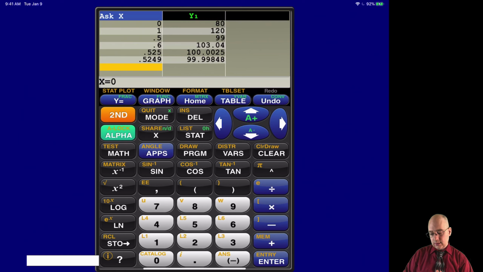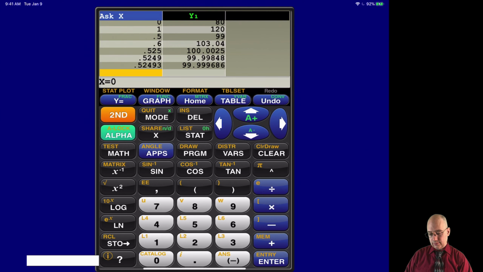And I got 99.848 and 0025. So it looks like 0.0015 on that side and 25 there. So it's kind of like maybe a third. So I'm going to go 0.5293. All right, that's looking pretty good.